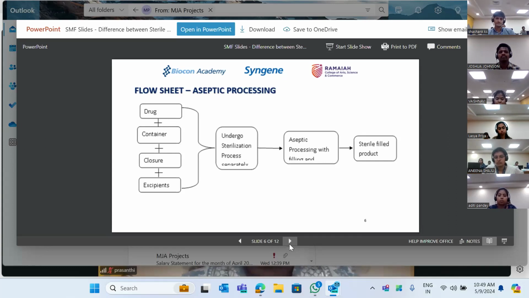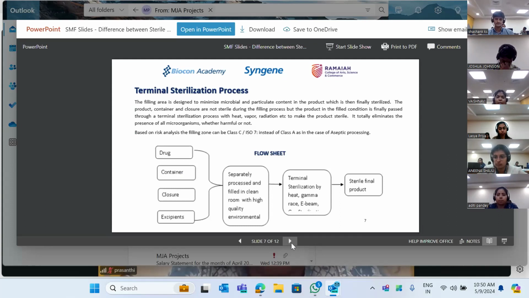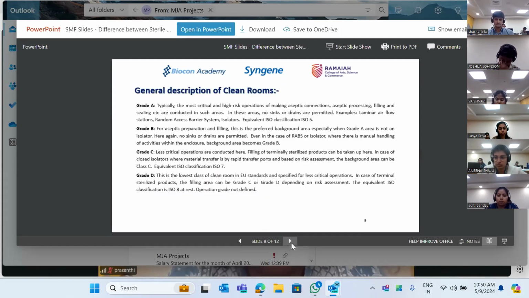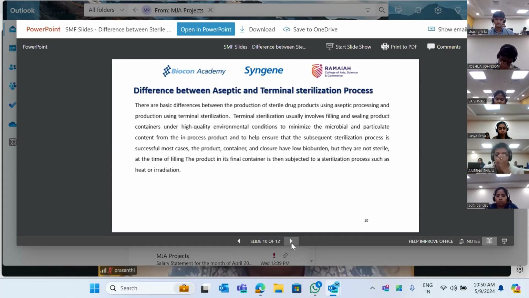How does an autoclave work? An autoclave works using steam under pressure to kill microorganisms, making it a reliable method for achieving sterility in a wide range of applications, including laboratory research, healthcare settings, and pharmaceutical manufacturing. So this is where we talk about the difference between aseptic and sterile manufacturing, terminal sterilization process, and autoclaving.